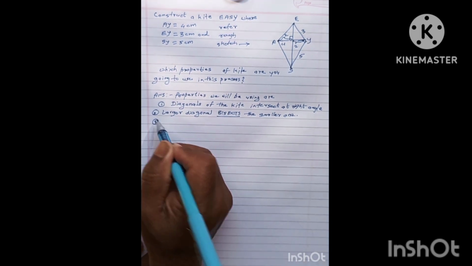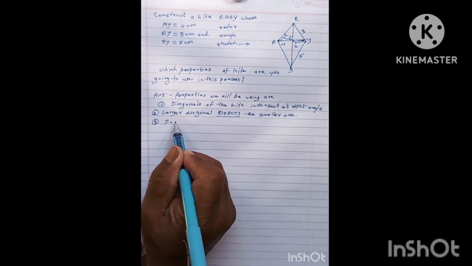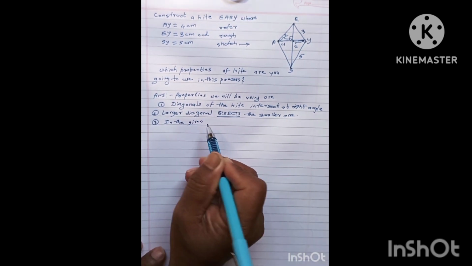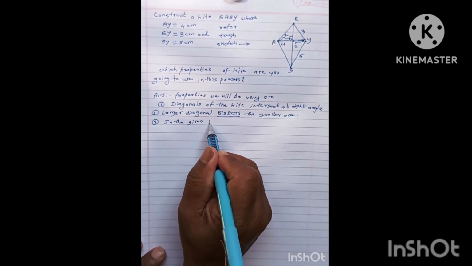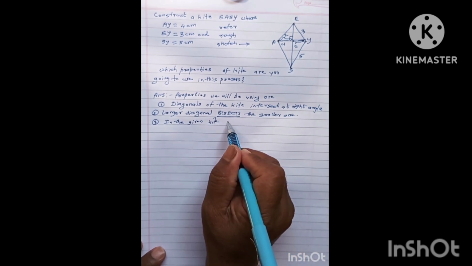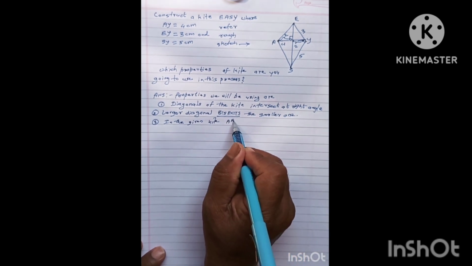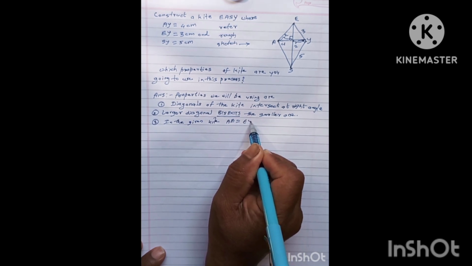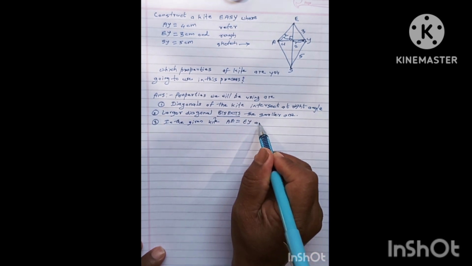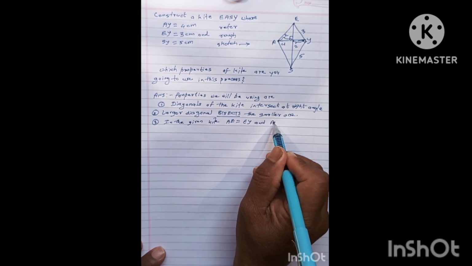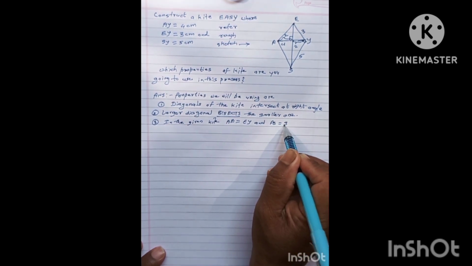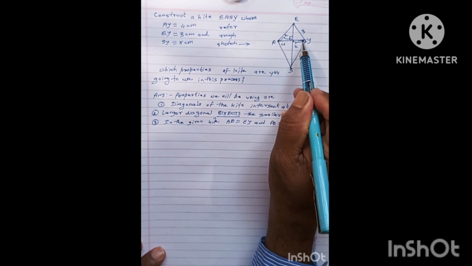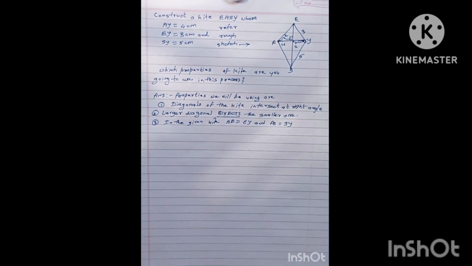And the third property is that AE or EA is equal to EY. Those two segments are called AE is equal to EY, and AS or SA is equal to SY. This is the third property we are using. We will be using this.